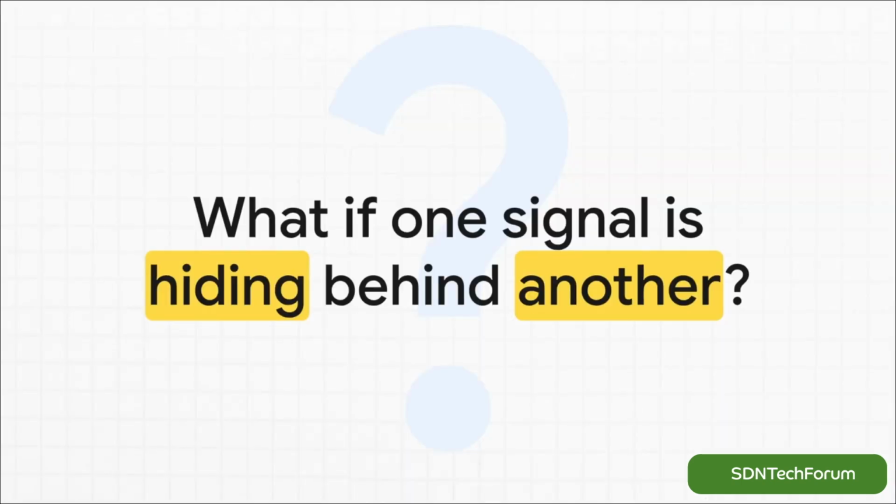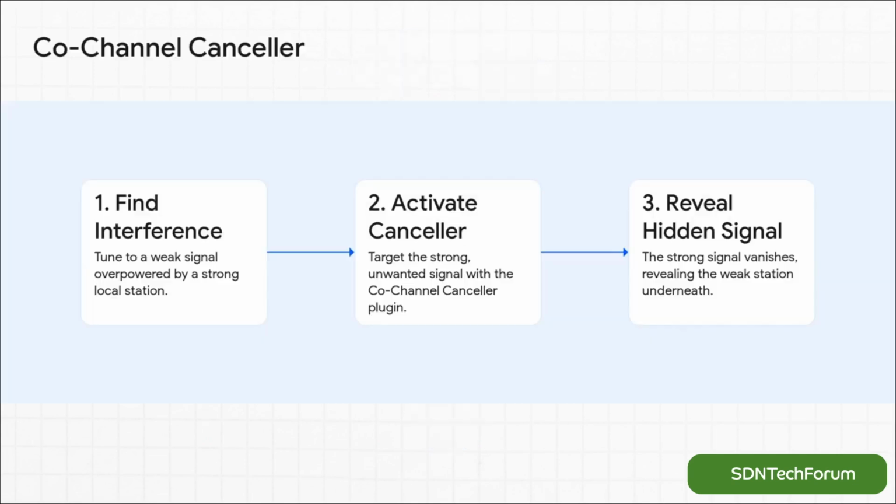Okay, but what about a different problem? What happens when the signal you want to hear is being totally overpowered by a much stronger station right next to it, or maybe even on the exact same frequency? For that, there's another superpower called the co-channel canceller. It's almost like a magic trick. You simply tell the plugin which powerful signal is getting in your way, and with a click, poof, it just makes that strong signal vanish. It's gone. And suddenly that weak, distant station that was hiding underneath is perfectly clear.